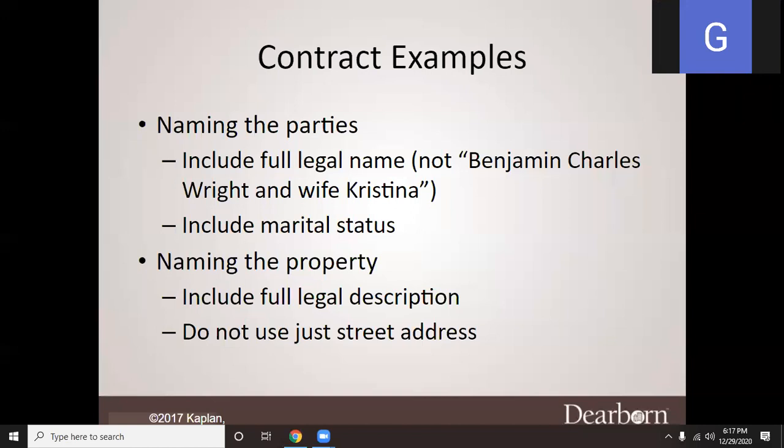All right. So in this situation, the next thing is, now that we've taken care of the naming of the parties, you do have your naming of the property. And like we said earlier, you cannot simply use just the street address. So if you're selling 123 Main Street, you are not going to name the property 123 Main Street. Okay, you're going to have to actually include the full legal description. Okay, and to do that, you're going to get onto your local CAD, your local appraisal district, and you're going to type in 123 Main Street, and it will pop up the full legal description.